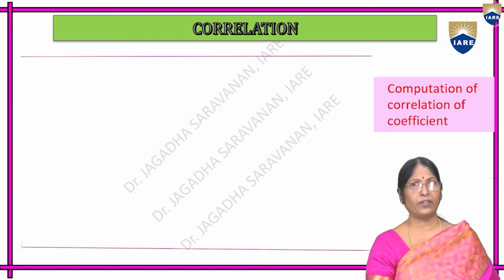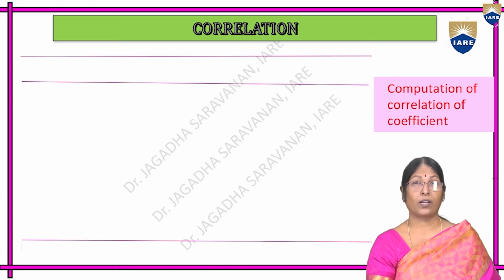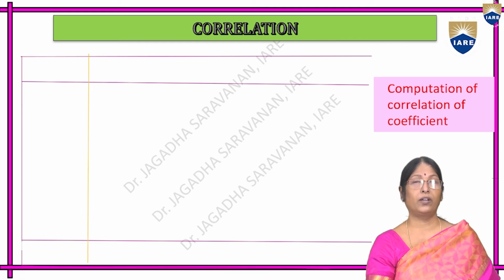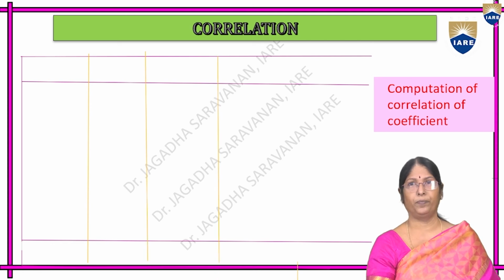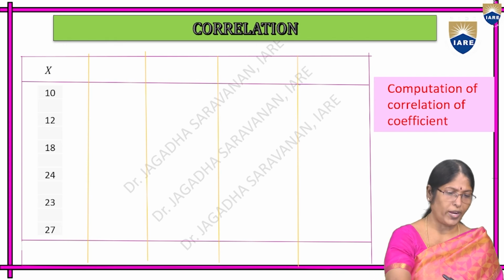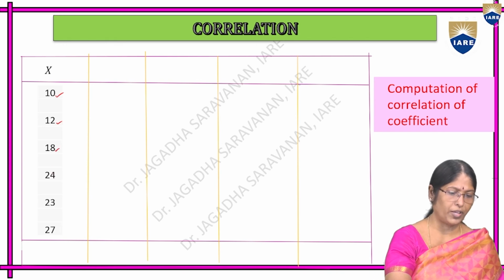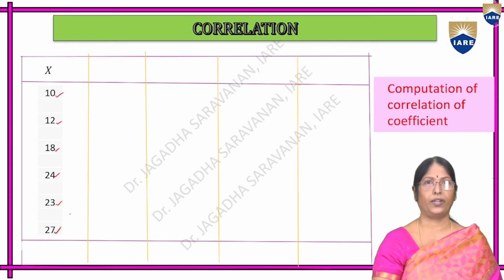So we will construct the table. To find the coefficient of correlation, we compulsorily have to construct the table based on the terms whose values are to be substituted in the particular formula. So we are constructing x, under which we substitute the data which are given.